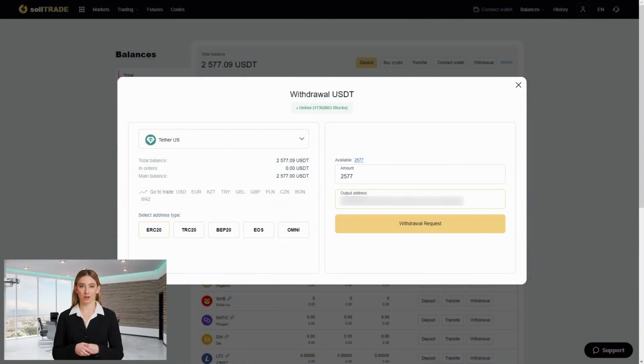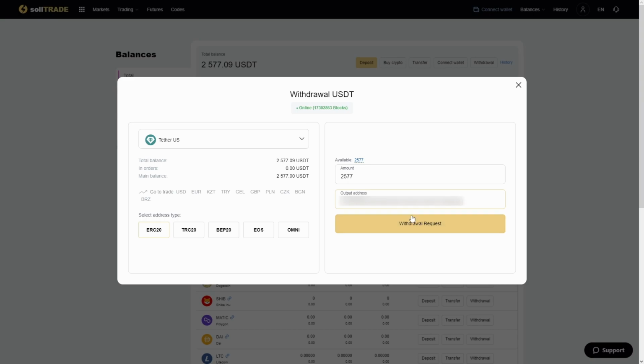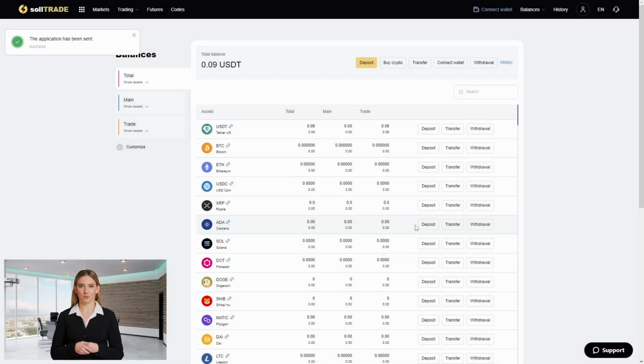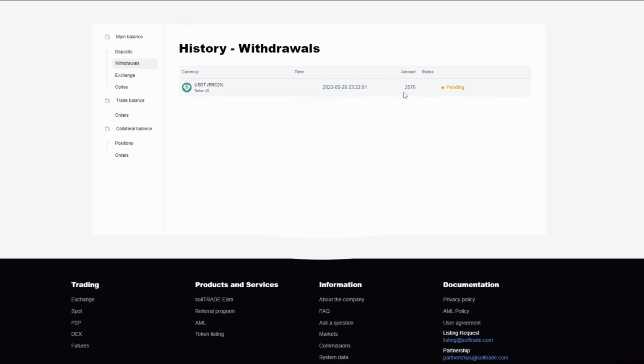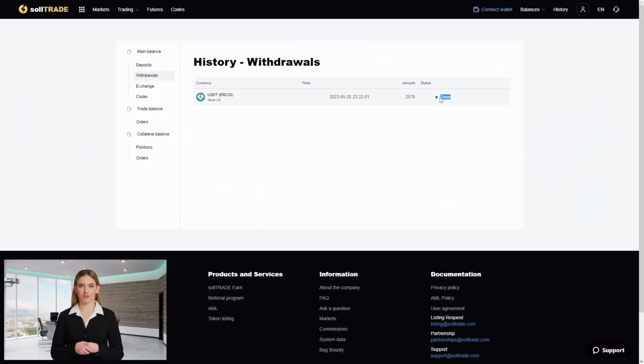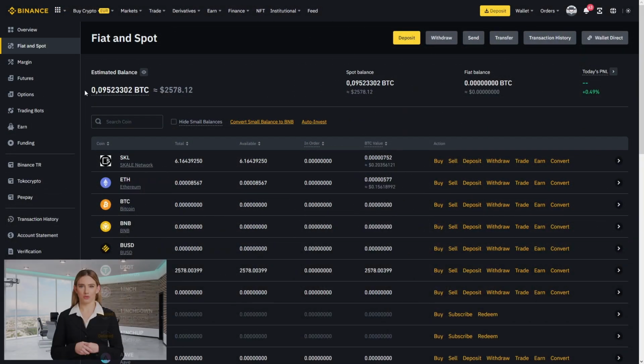Enter the entire amount for withdrawal. Click Withdraw Now and wait for the confirmation of the transaction. A couple of minutes later, USDT was quickly brought to the Binance exchange. We just made a 10% profit from one round on the difference in cryptocurrencies.